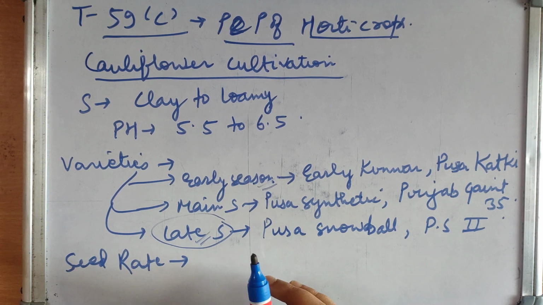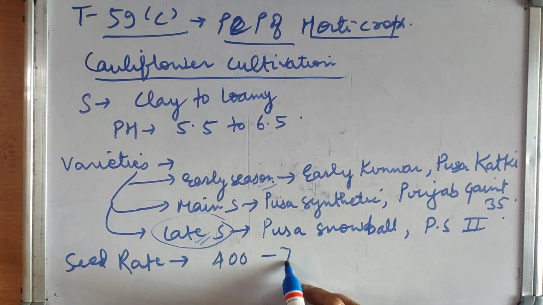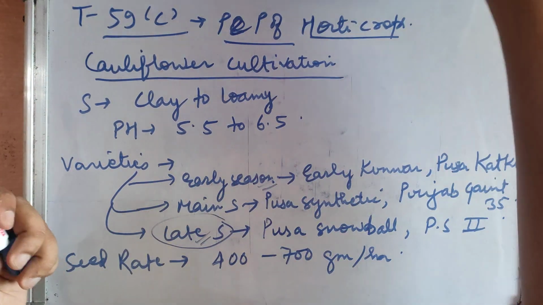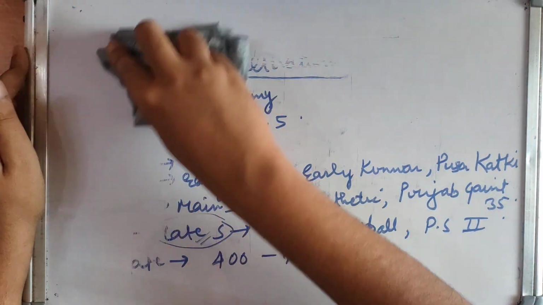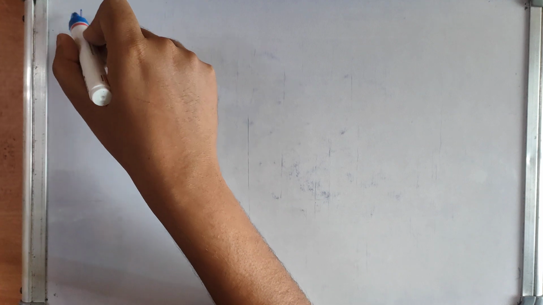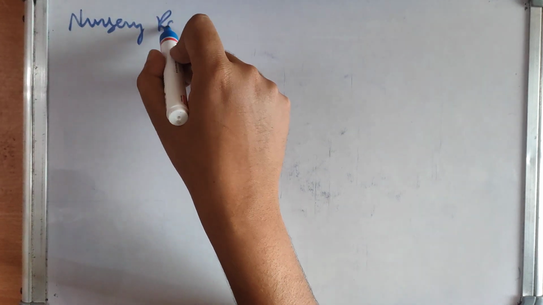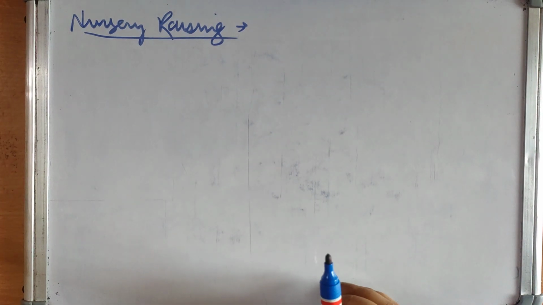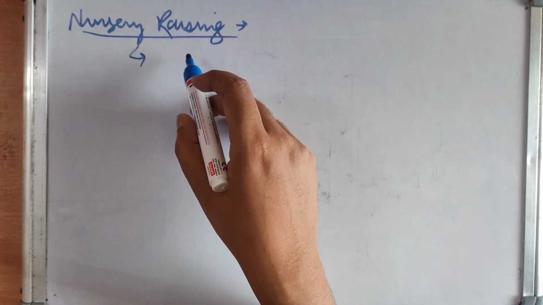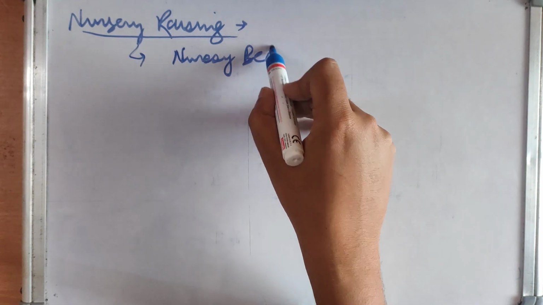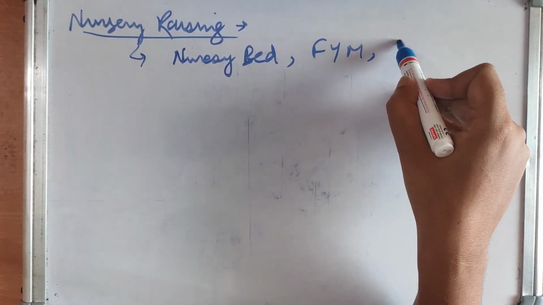Seed rate should be around 400 to 700 gram per hectare. Now moving to the nursery raising. We need to prepare nursery bed, also using farmyard manure and compost there.